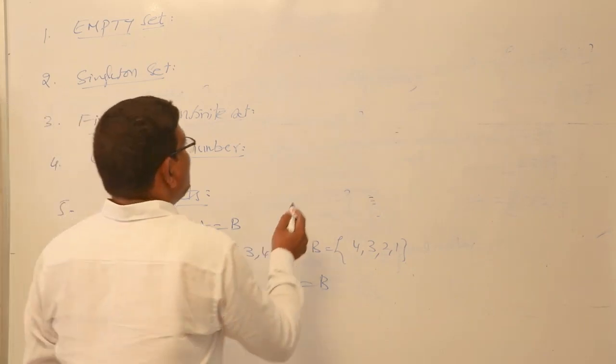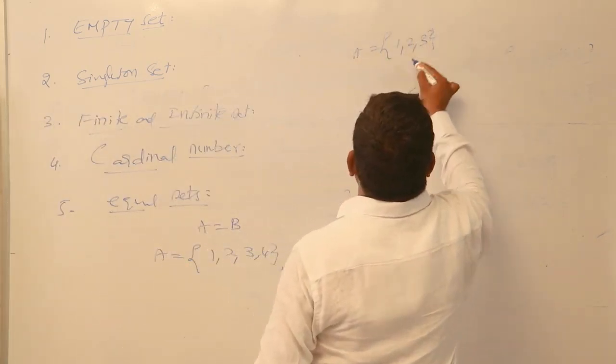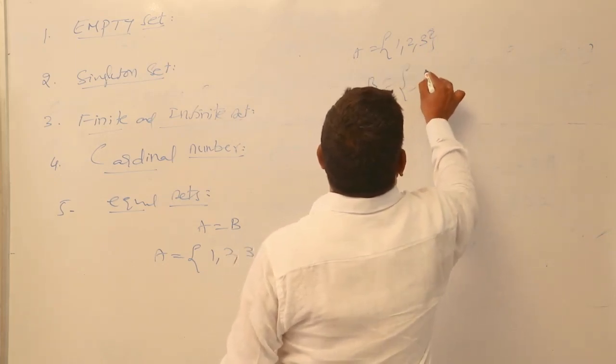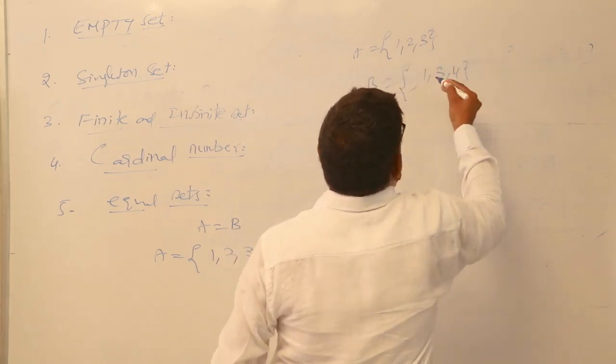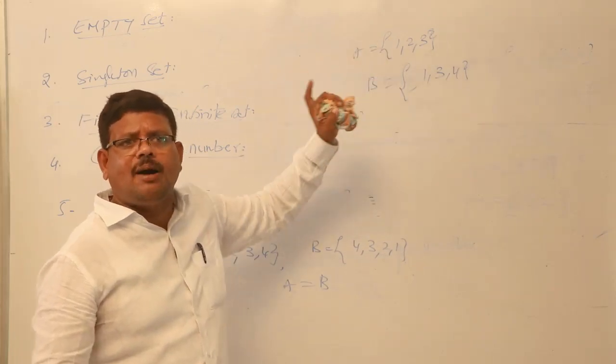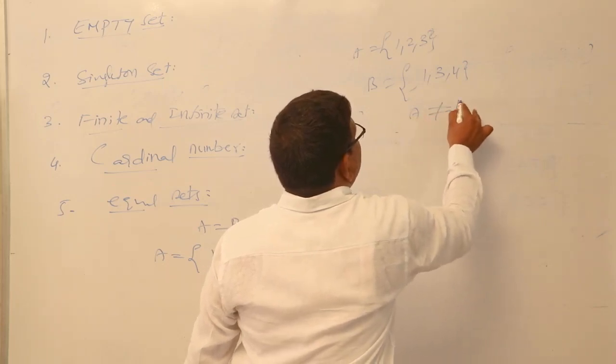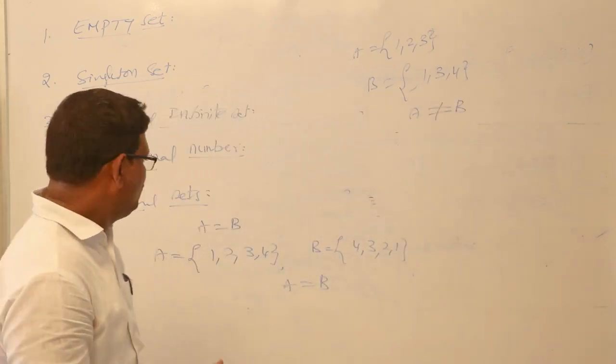If you take A equal to the set {1, 2, 3} and B equal to the set {1, 3, 4}, here the two sets don't have all the elements in common. Therefore, here A is not equal to B.